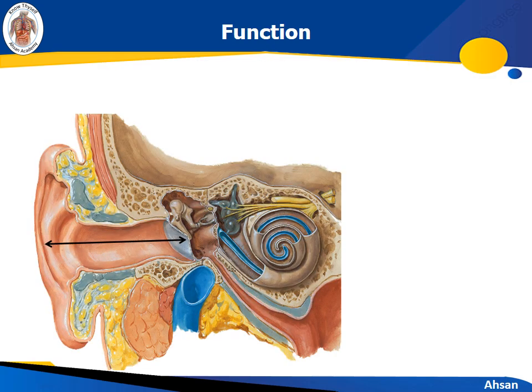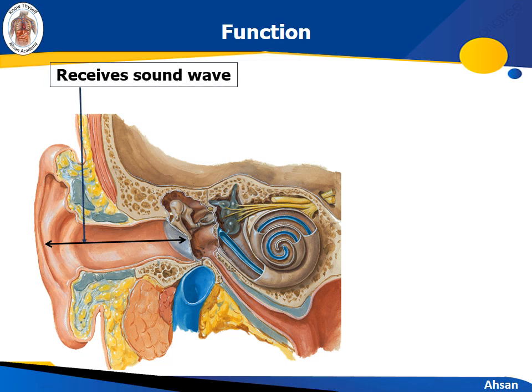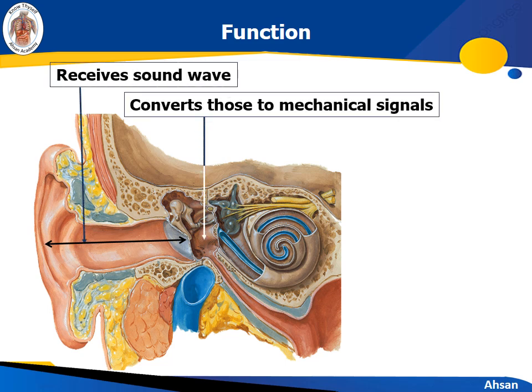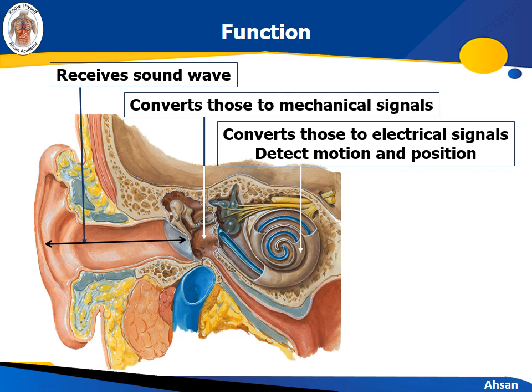The arrow is indicating the external ear. This part receives the sound wave. This arrow is indicating the middle ear, and this converts the received sound wave to mechanical signals. This mechanical signal is converted into electrical impulses by the internal ear. The internal ear detects the motion and position of the body.